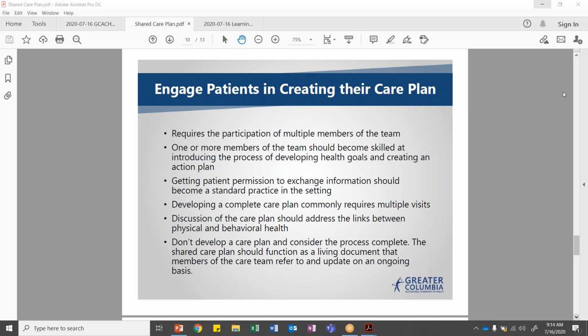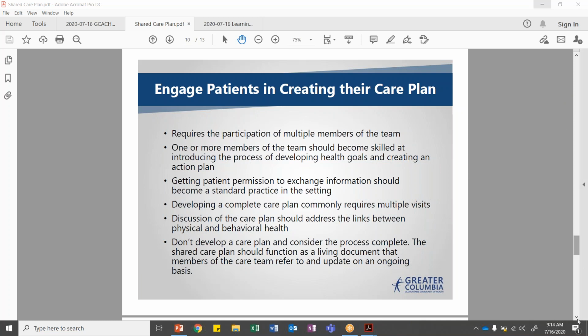Also, I just wanted to put this out there as well. The care plan is a living document. It's not something that's one and done. It should constantly be evolving as the care of the patient evolves. Discussing the care plan should address links between both physical and behavioral health.